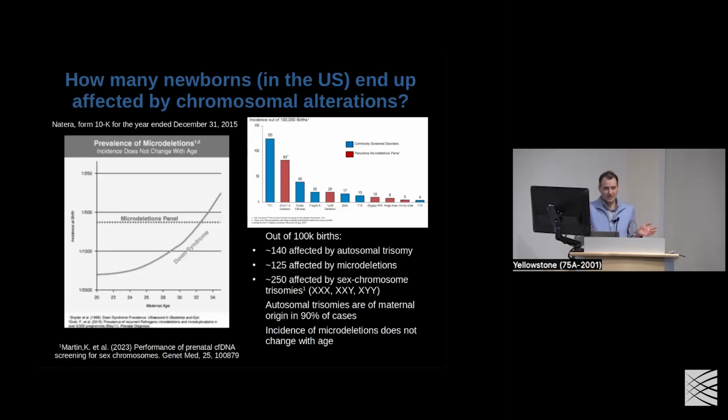And so if we ask about these autosomal trisomies and other chromosomal alterations that can make it into birth, what's the prevalence of this event?